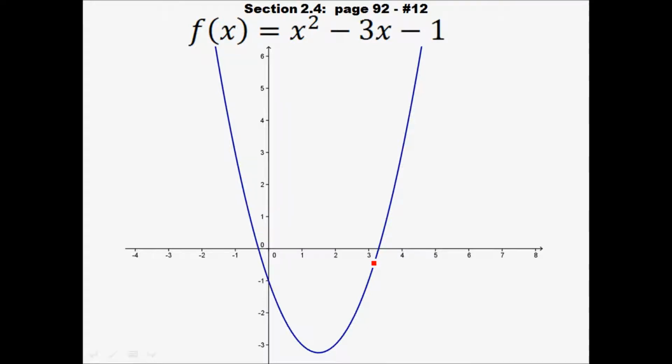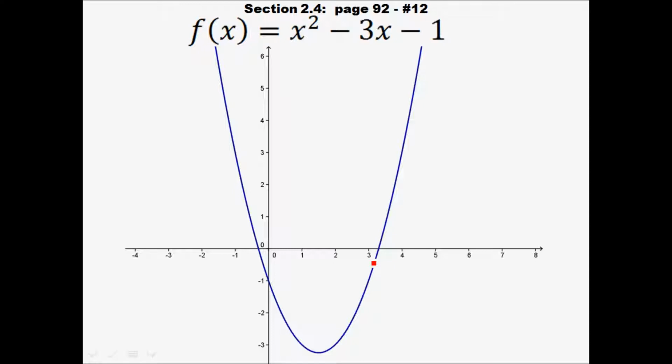Hi class, I want to take a look at an example where they ask us to draw a tangent line to the curve. I'm going to do that and more, and I know this takes up a lot of class time, so I wanted to get an example to you that you could spend some time on. We're in section 2.4, page 92, problem number 12. I think it'd be great if you did this along with us.